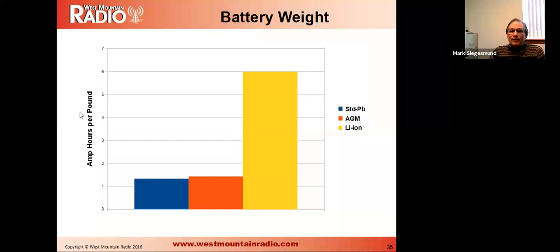Amp hours per pound. This is the other place where lithium shines. We're getting like 6 amp hours per pound of battery versus something around less than 1.5 per pound for a standard lead acid battery.